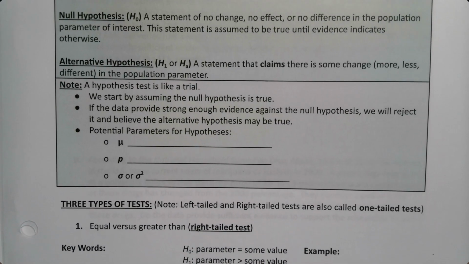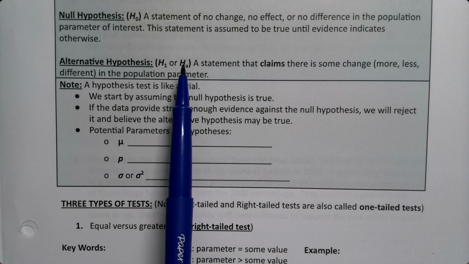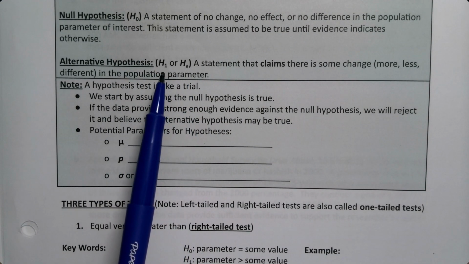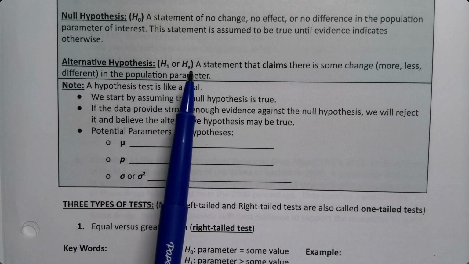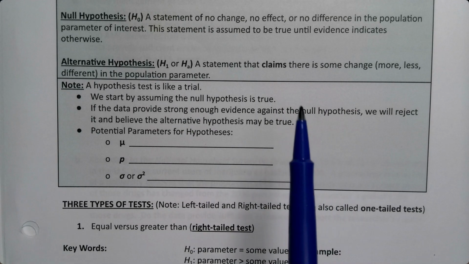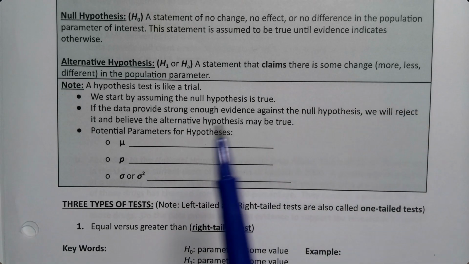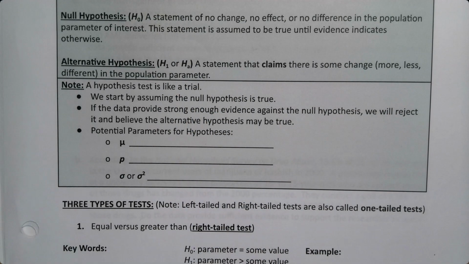The alternative hypothesis, sometimes it'll be H1 or sometimes it'll be HA for alternative, right? So 1 because 0 and 1, right, are opposites of each other in binary code, or A for alternative. That's a statement that claims that there's some change, that it has gotten more, it has gotten less, or it is different than the original population parameter that we assume to be true.